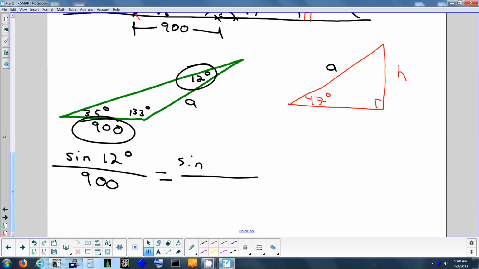And can anyone set up what would go on the other side? Sine 35 over A. Yeah, exactly. Sine 35 over A. Now, A is not the height. Okay, keep that in mind. A is one step away from the height. It's what we need to do next. Okay, let's get A.